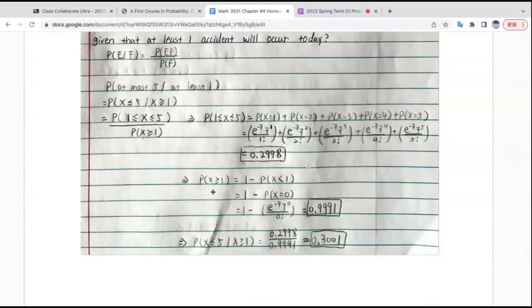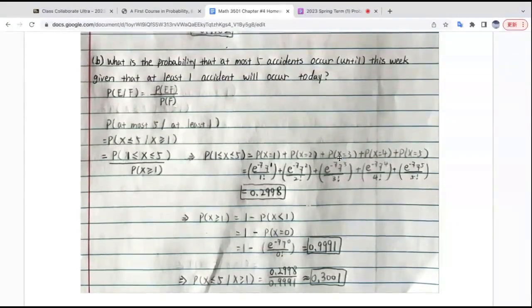And the probability of X greater than or equal to 1, which is equal to 1 minus the probability of X less than 1, which is equal to 1 minus the probability of X equal to 0. So the answer is 0.9991. And we just divide this, we will get the answer is equal to 0.3001.